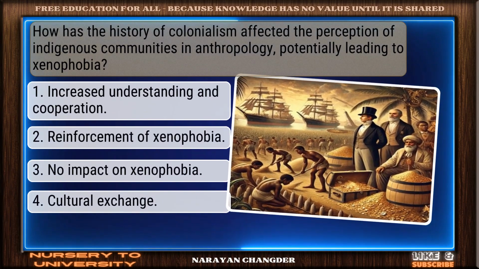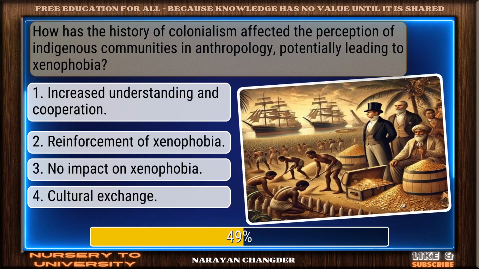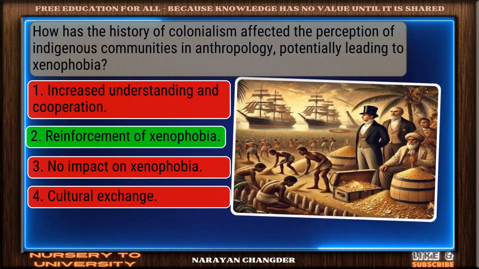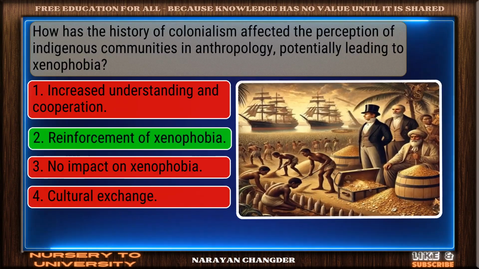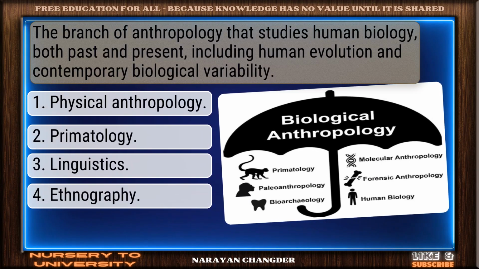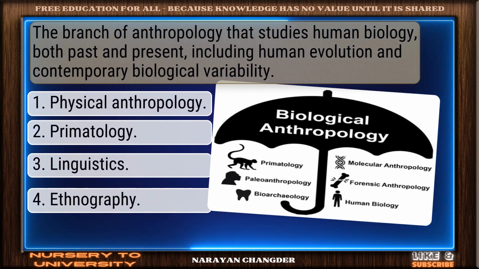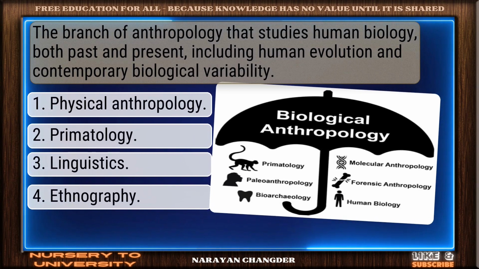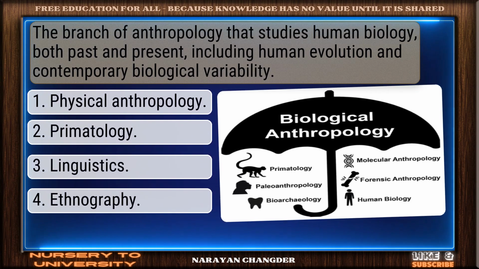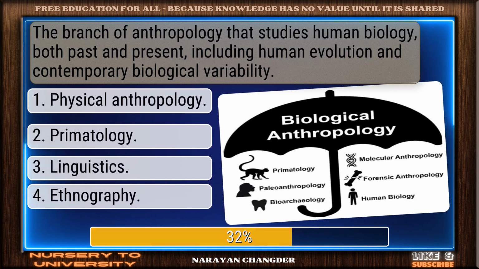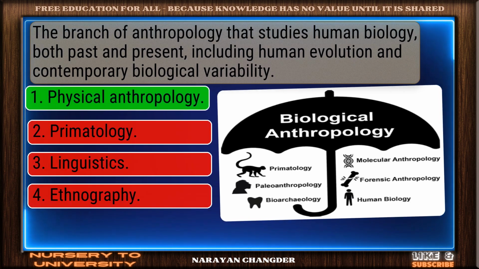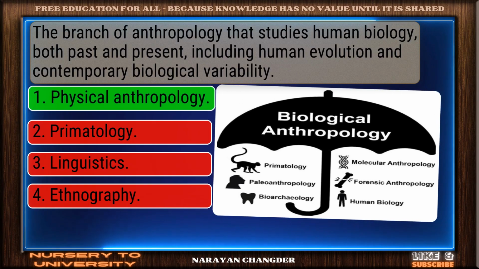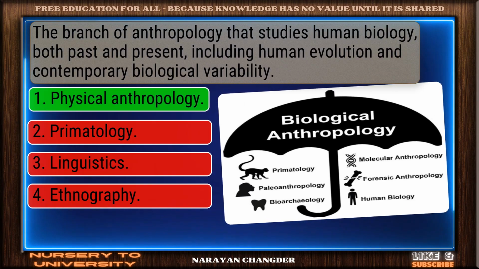Nicely done. Reinforcement of xenophobia is a solid answer. The branch of anthropology that studies human biology, both past and present, including human evolution and contemporary biological variability. Excellent choice. Physical anthropology is the right answer.